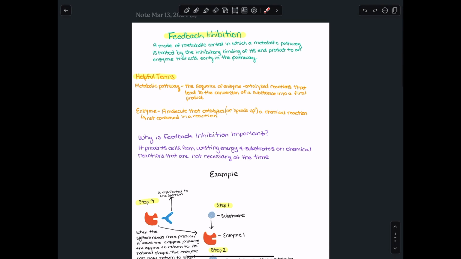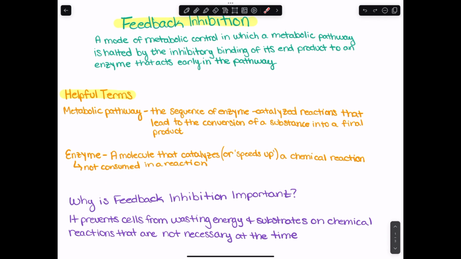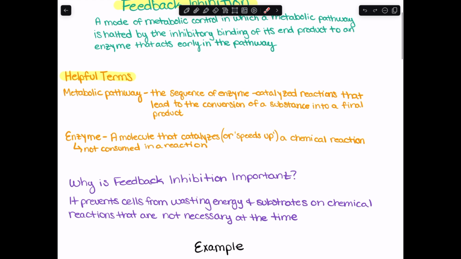But first and foremost, what is feedback inhibition? Feedback inhibition is a mode of metabolic control in which a metabolic pathway is halted by the inhibitory binding of its end product to an enzyme that acts early in the pathway. Now, this is a big, scary definition for a really simple process, which you guys will see in the diagram I drew out. But first, some helpful terms. You definitely need to understand what these are in order to understand what feedback inhibition is.